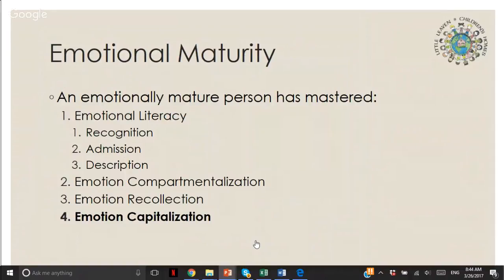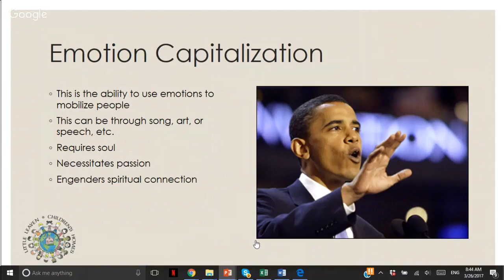So the fourth one, and like I said, this gets shorter every time, is emotional capitalization. That one is hard to do. But what is emotional capitalization? This is the ability to use emotions to mobilize people. That's when you can do a speech that changes the world, because it requires you putting your soul into that message. You have to take your soul and put it into that message.